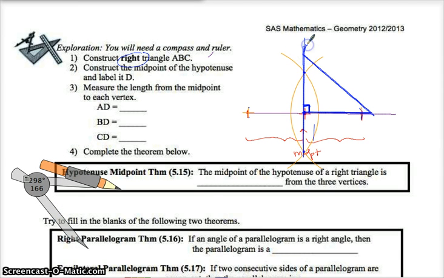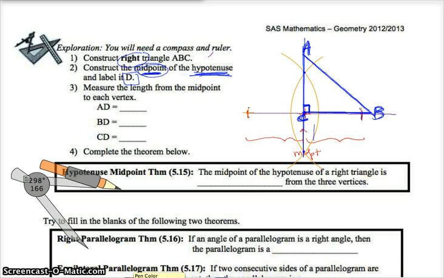It doesn't say where I put my A, my B, and my C, so I'm going to put my A up here, my B right here, and my C right here at the right angle. It says construct the midpoint of the hypotenuse and label it D. So three things there. We have to find a midpoint, so you need to know what that is, and we have to find the midpoint of the hypotenuse.